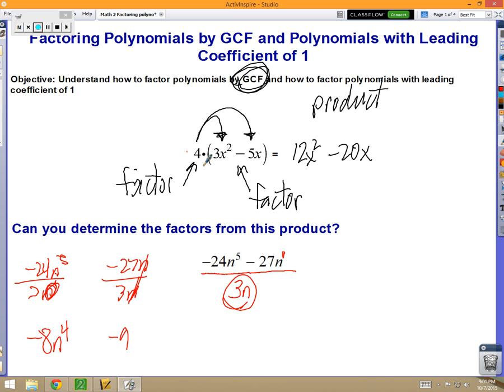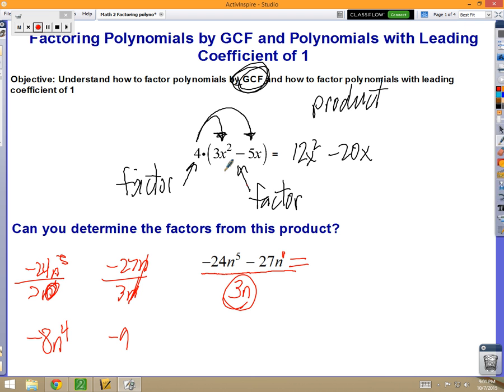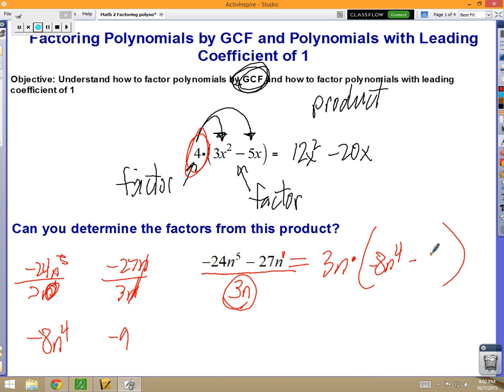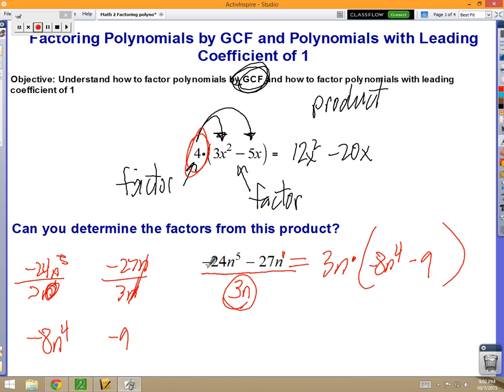So let's write it as a times problem. If you write this as a times problem, so this is my answer. And right here, this factor, I'm going to put my 3n. So it's going to be 3n multiplied by a binomial. And I'm going to put this guy here, a negative 8n to the 4, and I'm going to put this minus 9 here. So I just rewrote this as a times problem, and you can check it to see if, when you times it, you do get this for an answer.